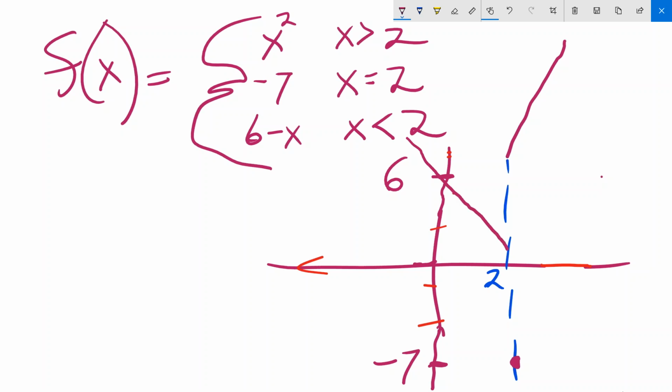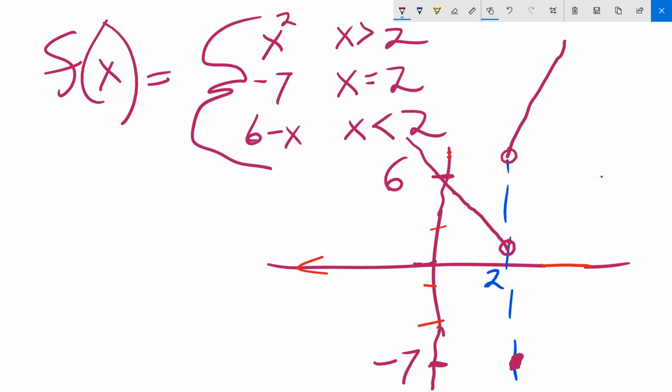And it's open there. And this one's open there because it's a greater than or a less than. But the entire piecewise function includes that point right there. So the function is defined for all real numbers, correct? It's defined less than 2, it's defined at 2, and it's defined to the right of 2.